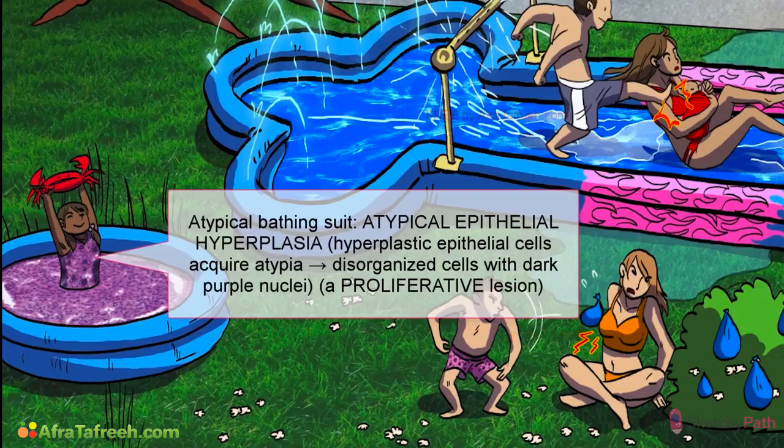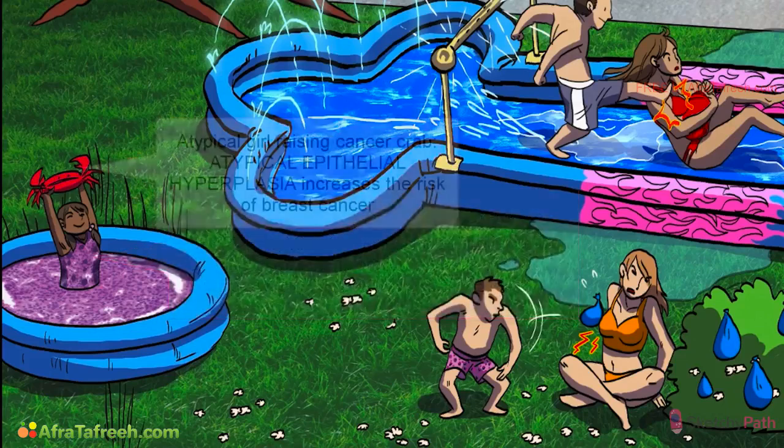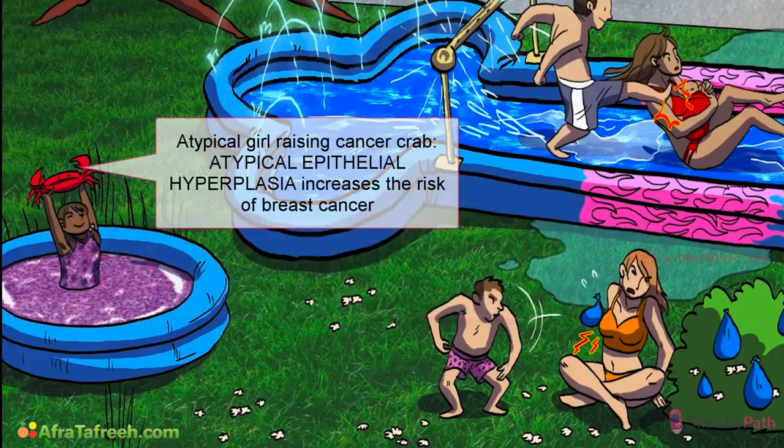just check out the kitty in the kiddie pool. She's wearing a very atypical bathing suit. It looks exactly like the pattern in the pool water, just darker with purple splotches. Some atypical nuclei, perhaps? She's also holding up a recurring sketchy symbol for malignancy, a cancer crab.